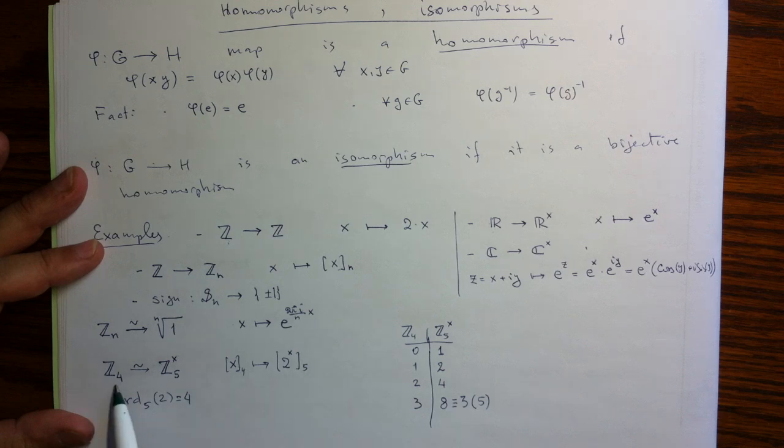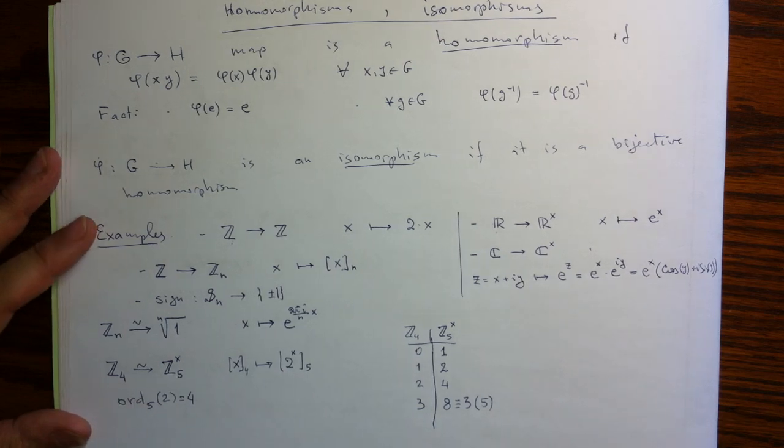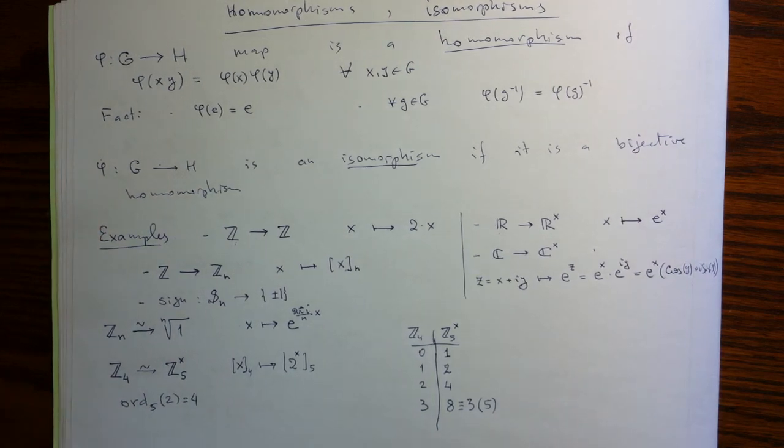You could start guessing, it's actually more generic. I can replace 5 by any prime and I will still be seeing an isomorphism between integers under addition modulo that prime minus 1 and integers modulo that prime with multiplication. But that is a bit deeper fact, so we'll discuss it sometime later.